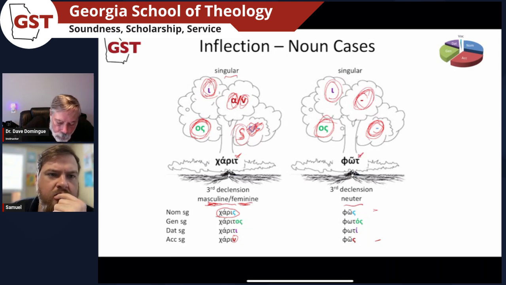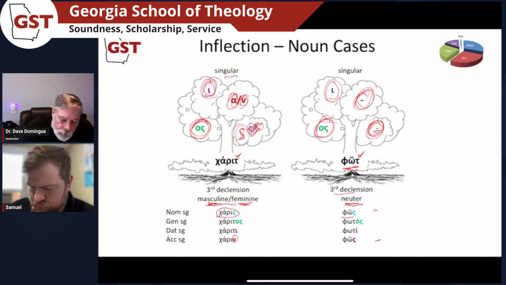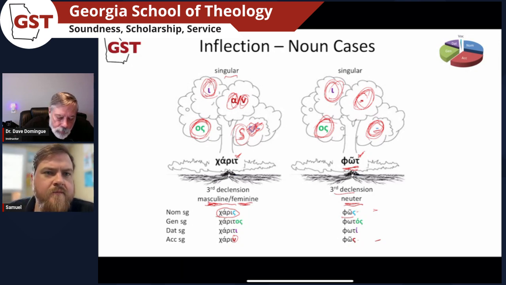All right. You see a different word. This is from the word phos, or phot is the stem. Then we've got a consonantal stem ending. And so we're going to follow this third declension neuter pattern with our no ending, omicron sigma, iota, and accusative no ending. And we'll get to why that's a sigma here in just a moment. Okay. You see what's happening, right? Yes, sir. Okay. All right.